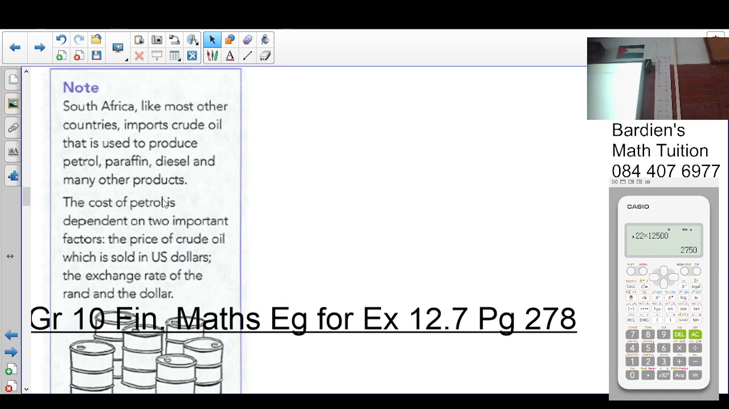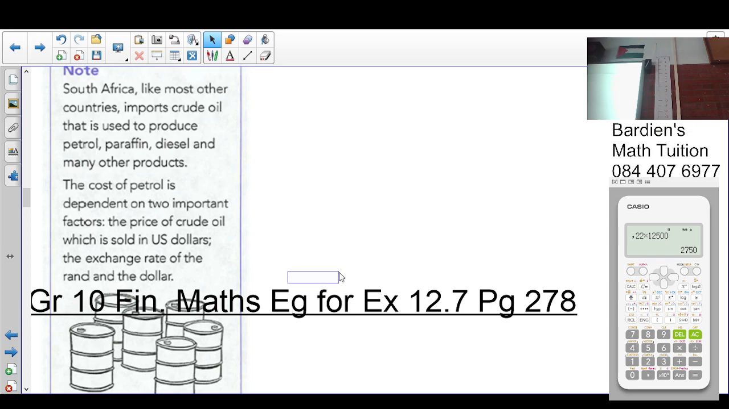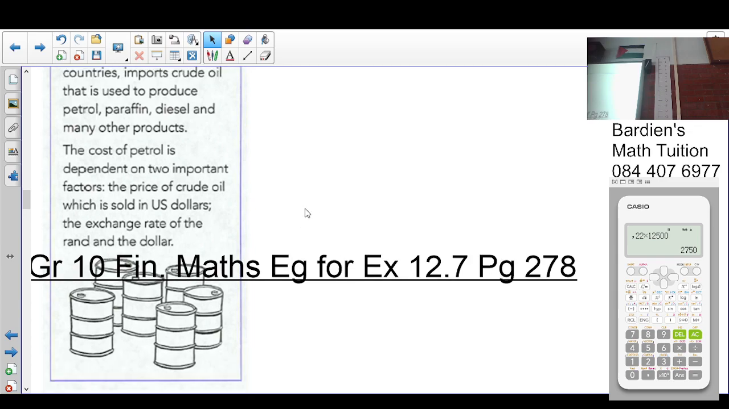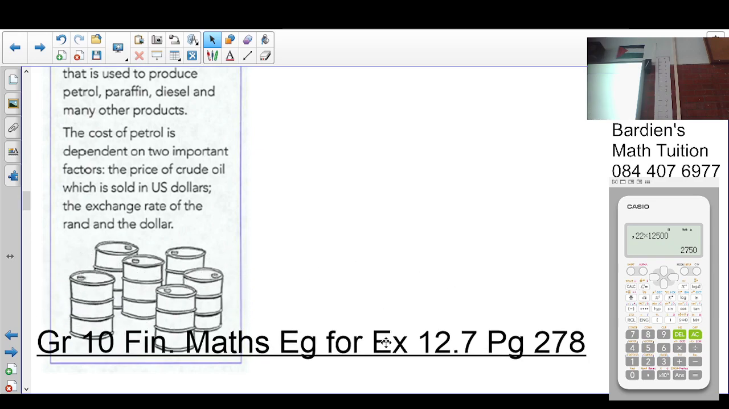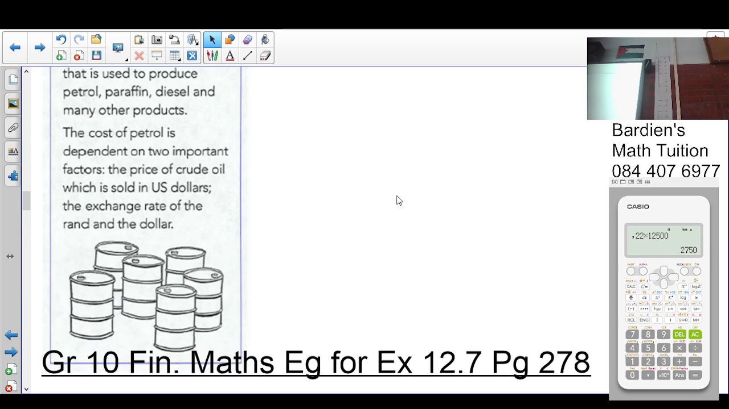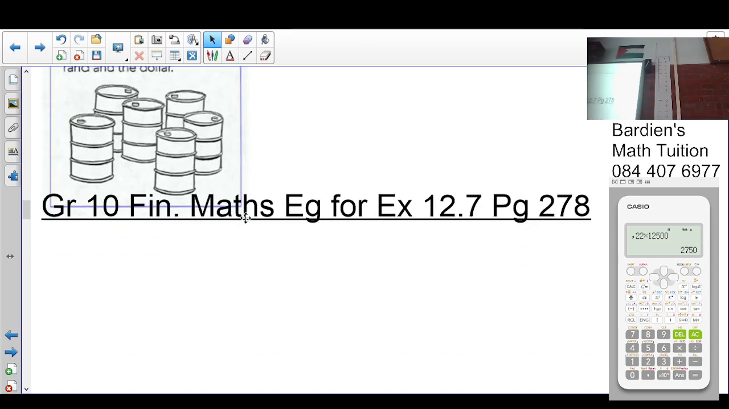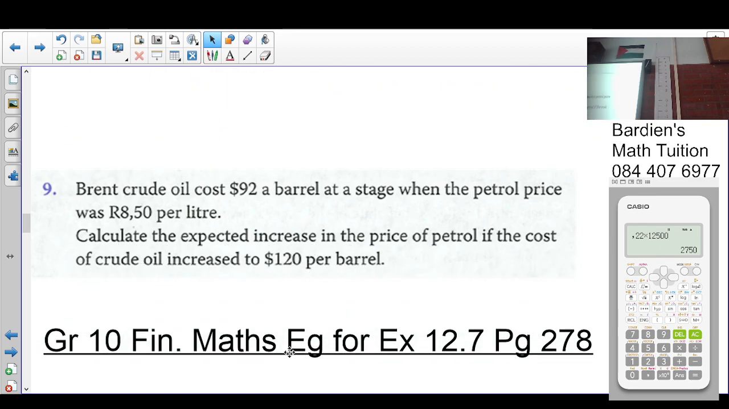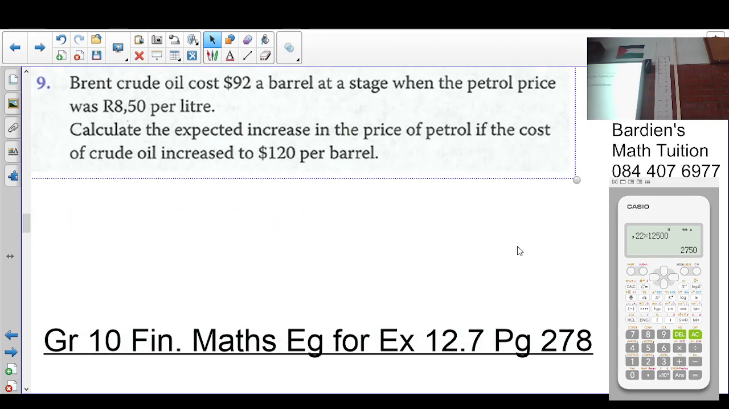Note, South Africa, like most other countries, imports crude oil that is used to produce petrol, paraffin, diesel, and many other products, like plastic and those things. The cost of petrol is dependent on two important factors: the price of crude oil, which is sold in US dollars, and the exchange rate of the rand and the dollar. We are now told that Brent crude oil cost $92 a barrel at the stage when the petrol price was R8.50. Didn't we do this one yesterday? A similar one. Yes, sir.